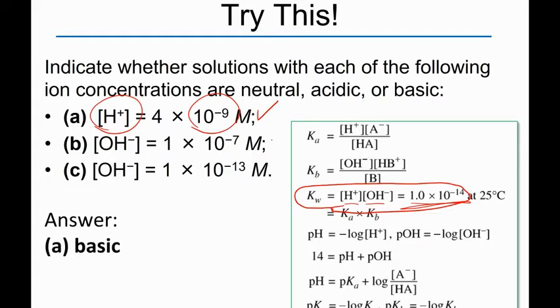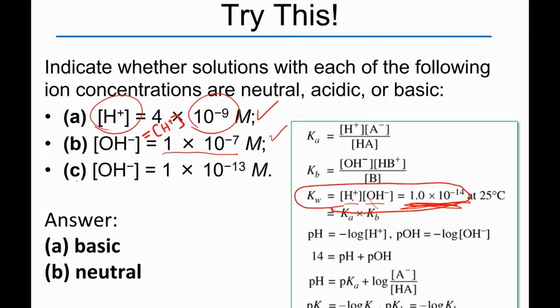Now, in example B, we see that we have a concentration of hydroxide ion of 1 times 10 to the negative 7th. 1 times 10 to the negative 7th times 1 times 10 to the negative 7th gives you this ion product constant for water, 1 times 10 to the negative 14th. So in this case, the concentration of hydroxide ion is going to be equal to the concentration of H plus. And so in that case, we would say that the solution is neutral.